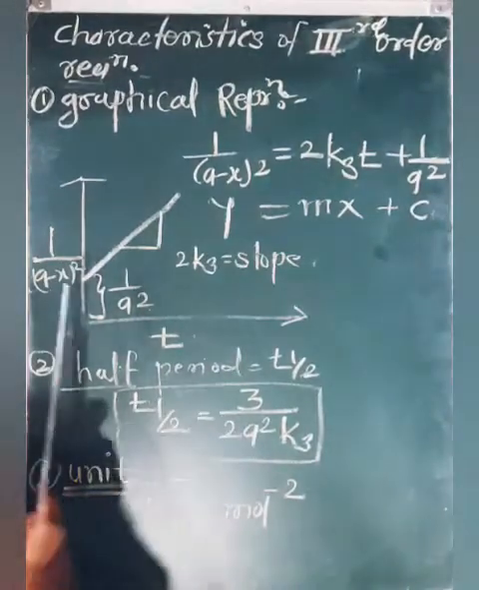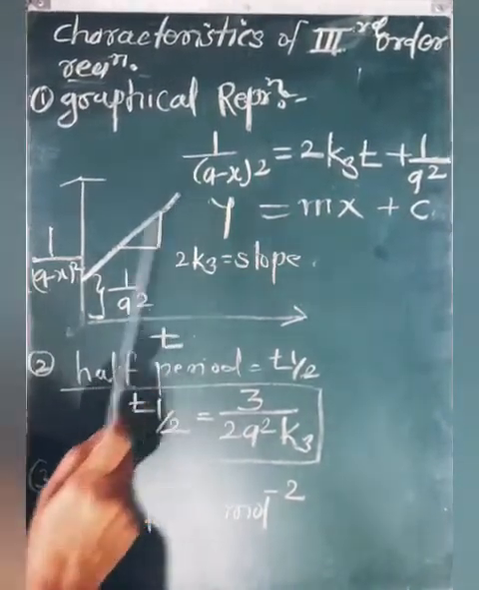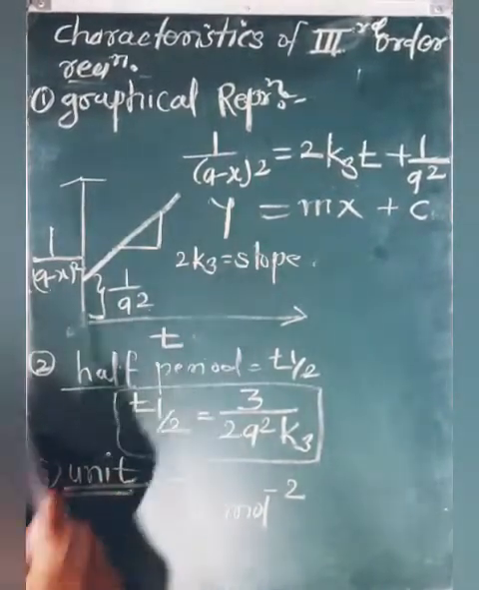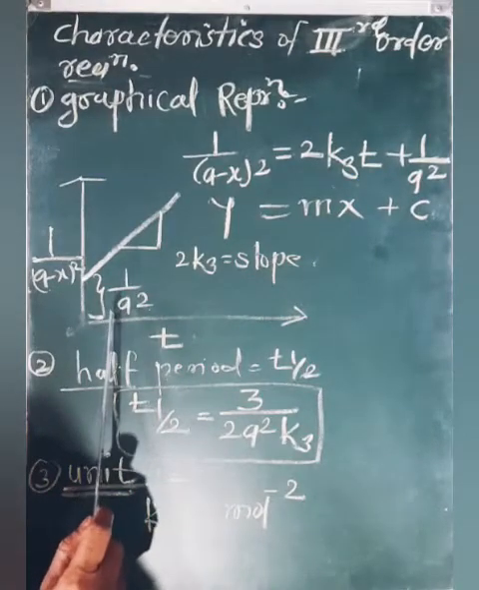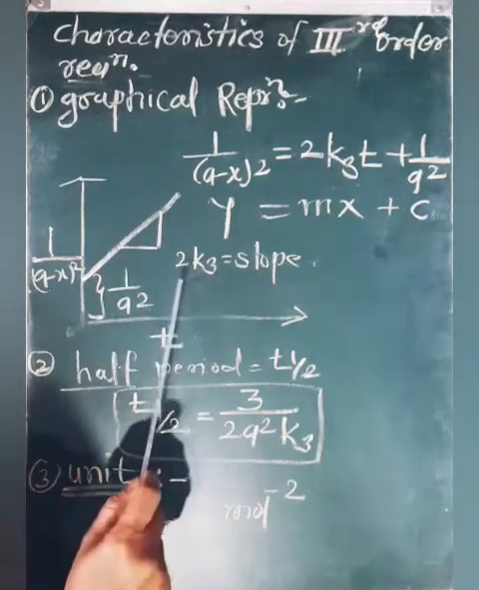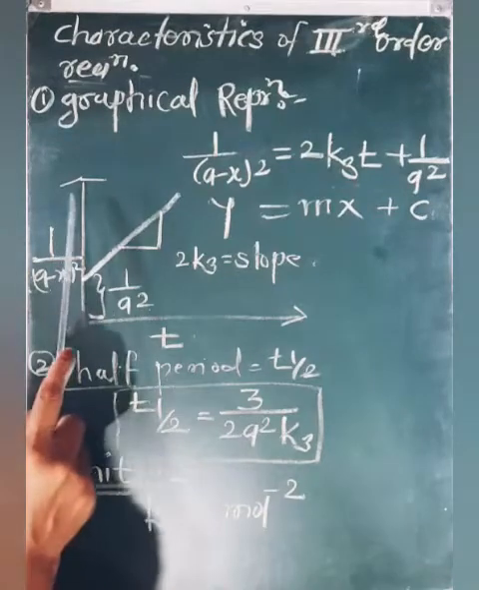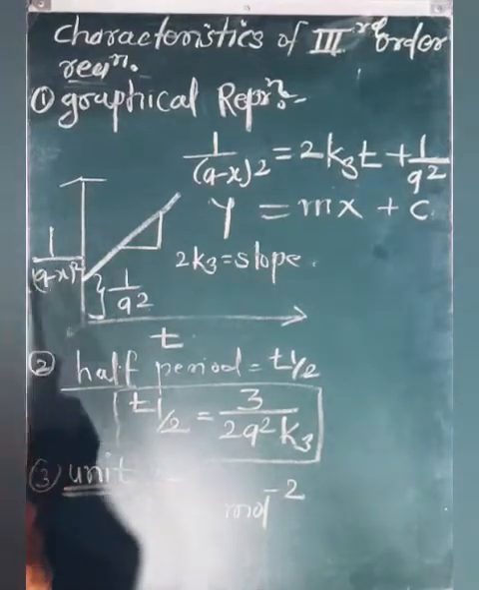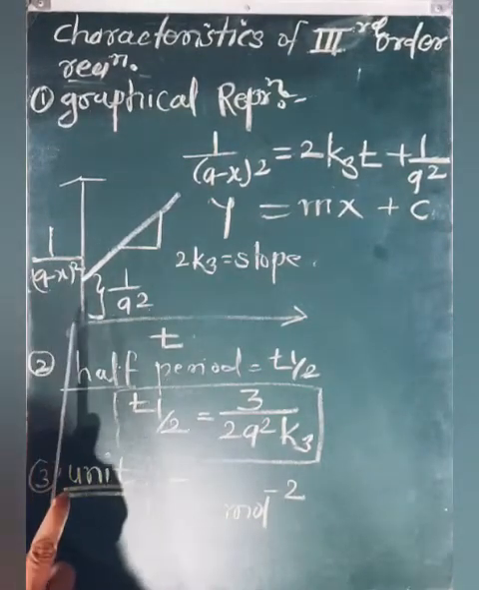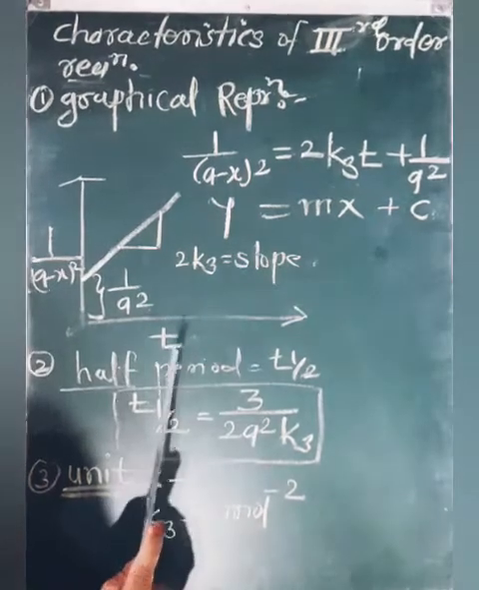Then we will get a straight line, and this straight line is like this because the slope is positive here. This is the 1 upon a square intercept and the slope has a value of 2 k3. Of course, the y coordinate is 1 upon (a minus x) square versus the x coordinate t.